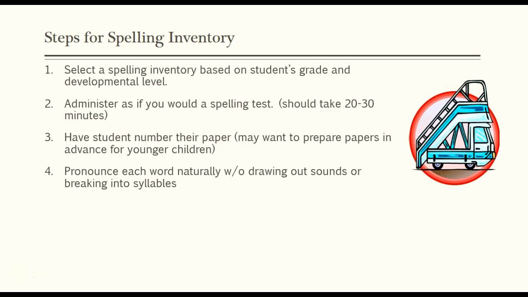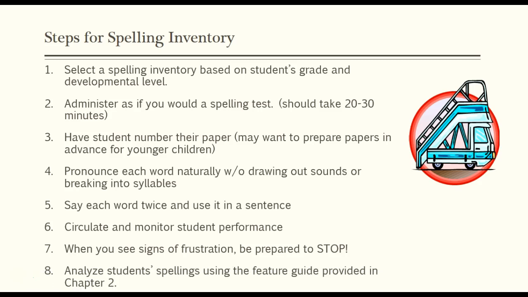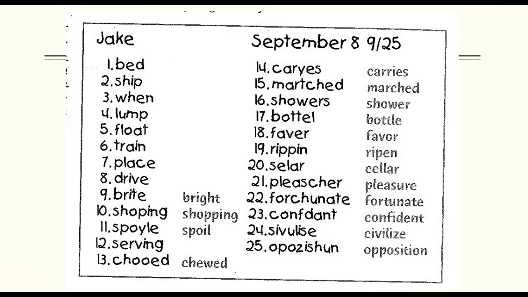Pronounce each word naturally without drawing out sounds or breaking it into syllables. So you don't want to give them any hints on how the word is spelled. You want to make sure you're pronouncing it naturally. Say each word twice, use it in a sentence, circulate and monitor their performance. The beauty of this is it can be given in a small group or a whole group, so it's a great assessment to get a lot of rich data for a class if you're limited on time. When you see signs of frustration, be prepared to stop. And then you analyze the student spellings using the feature guide.